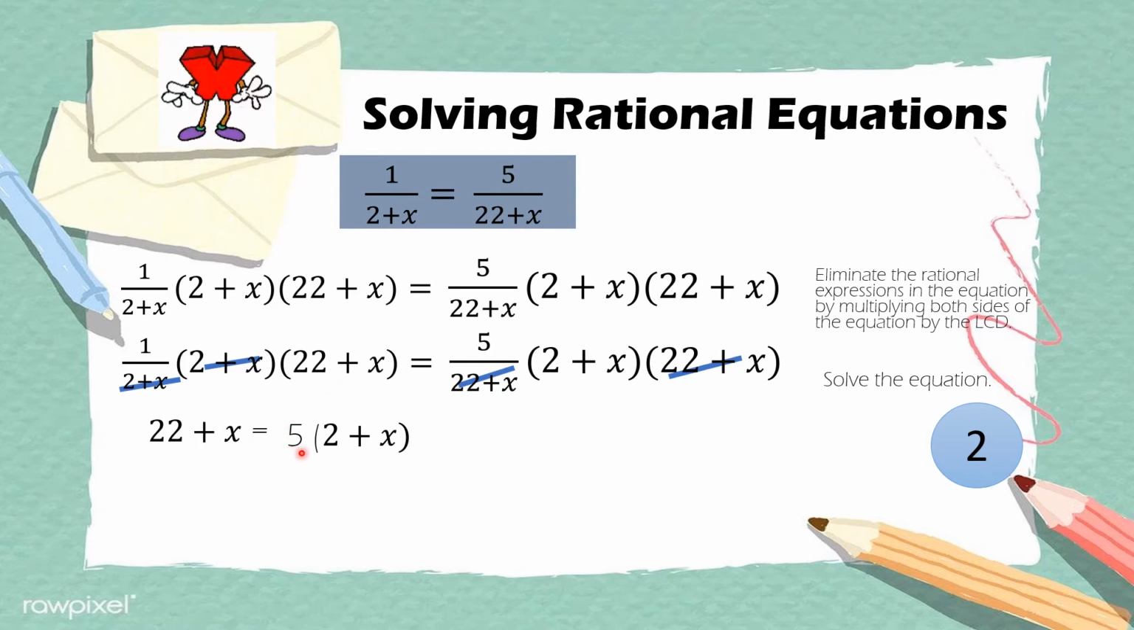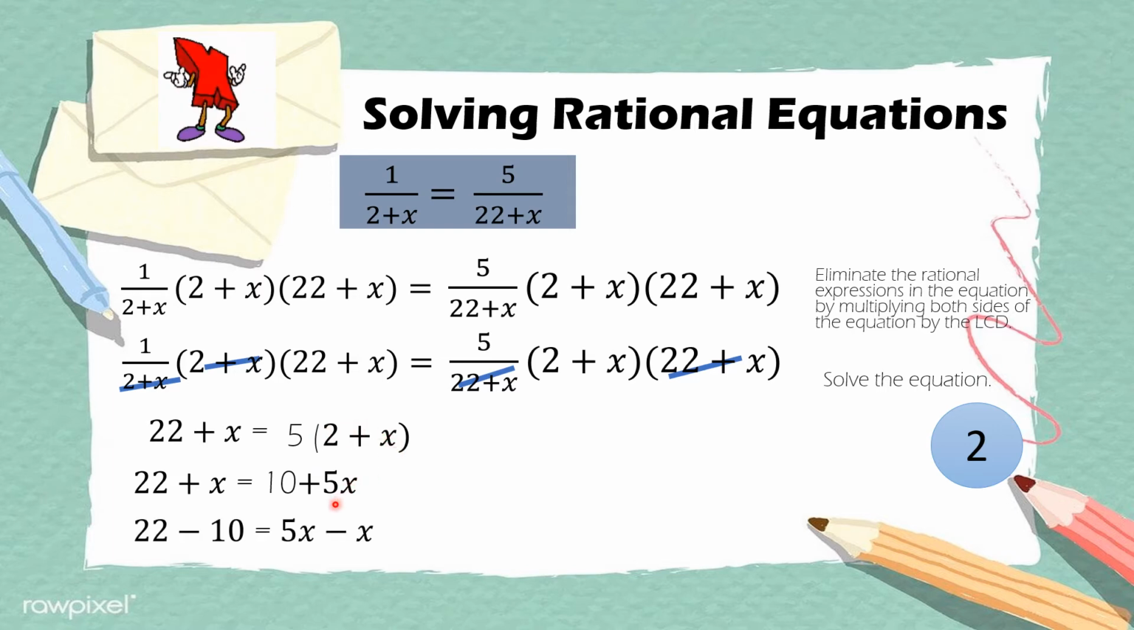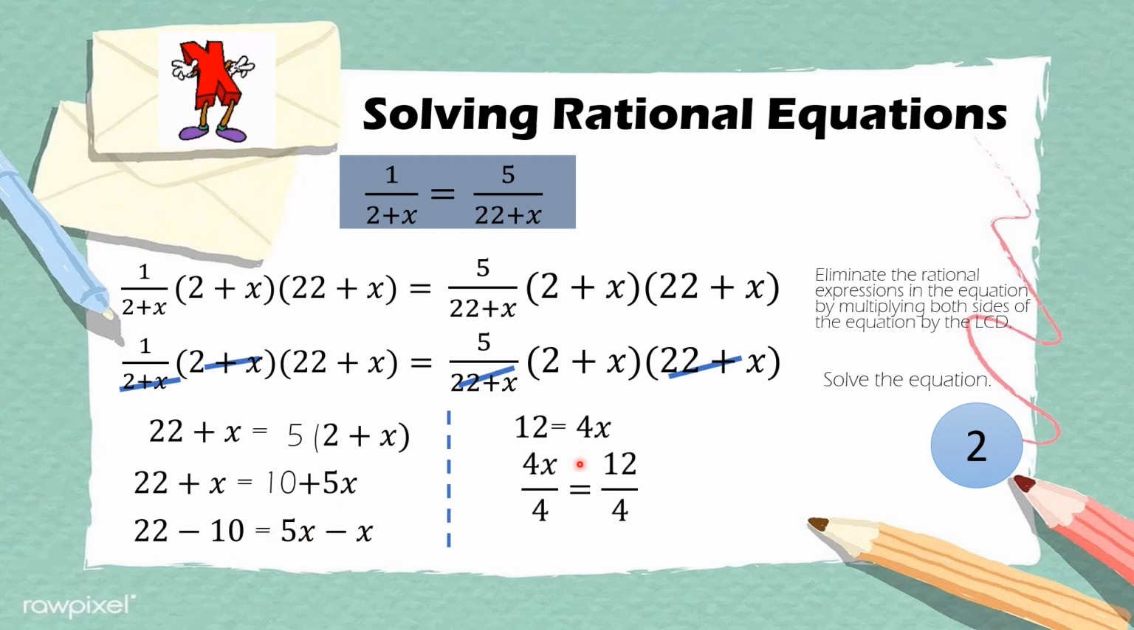So it is 5 multiplied by 2 plus x. So using distributive property, 5 multiplied by 2 is 10. 5 multiplied by x is 5x. Next, combining like terms using addition property of equality. 22 minus 10. 10 transposed to the other side will become negative 10. And x, positive x transposed to the other side, will become negative x. So 22 minus 10 is 12. 5x minus x is 4x.